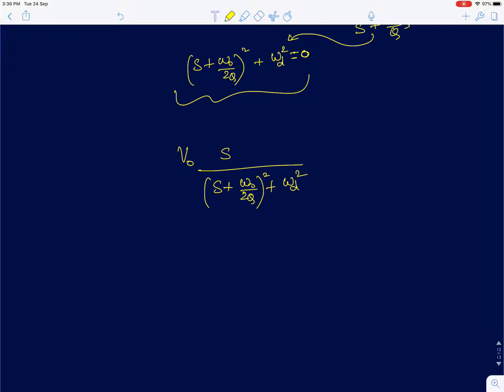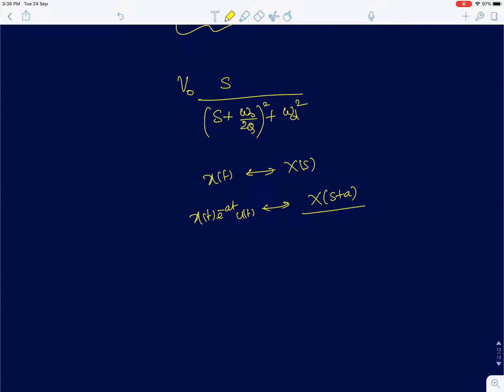Now I'll use one of the Laplace transform properties. If x of t, the signal, has a Laplace transform of X of s, and you multiply x of t by e power minus a t into u of t, then the Laplace transform will get shifted. This is called the frequency shifting property. So the Laplace transform of the signal is going to be X of s plus a.